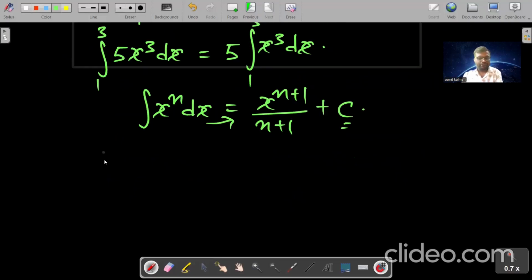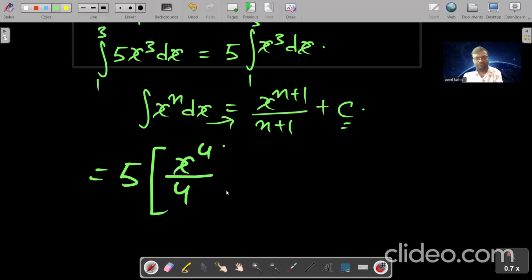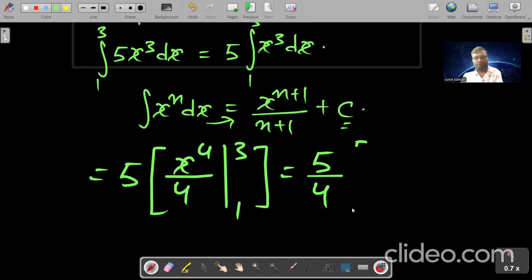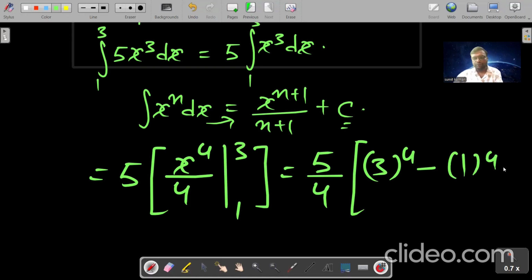n is 3. So here 5 into x to the power n plus 1, 3 plus 1 will be 4, and 3 plus 1 will also be in the denominator. And the limits are 1 to 3. So here students, if you evaluate, take 4 outside: 5 upon 4, 3 to the power 4, upper limit x is equal to 3, upper limit minus lower limit, which is 1, 1 to the power 4.